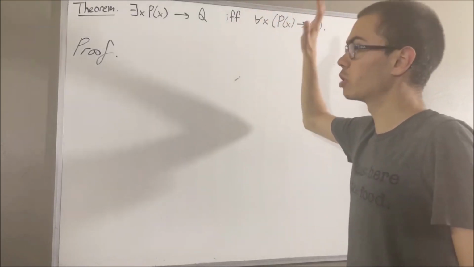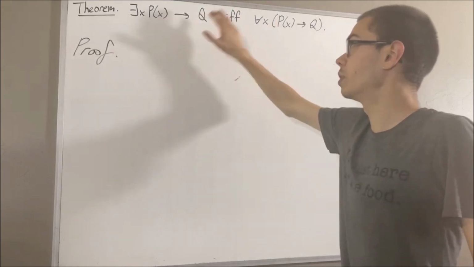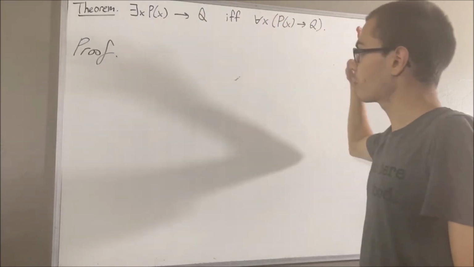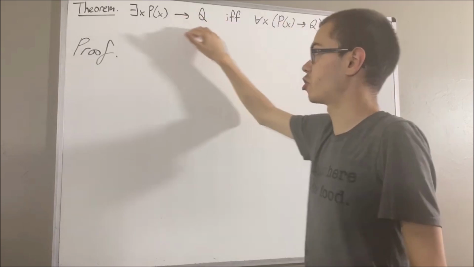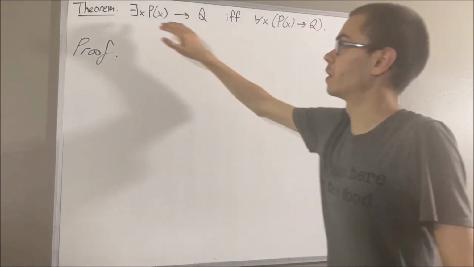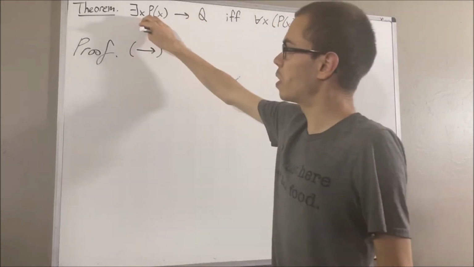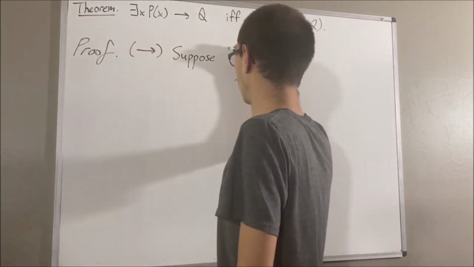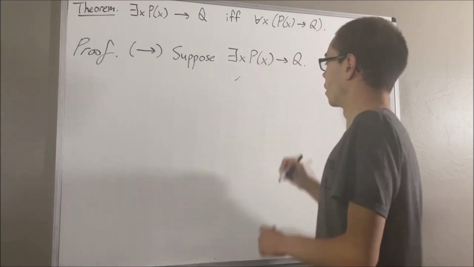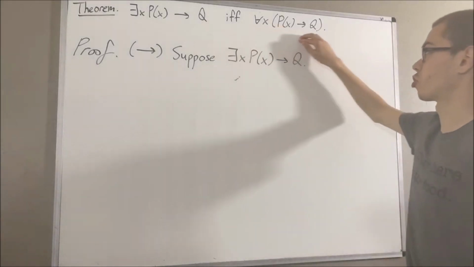So what we're going to do is prove if this is true, then this is true. And then we're going to prove if this is true, then this is true. Let's start out by proving if this is true, then this is true. And to do so, suppose this is true. And our goal from here is to show that this is true.